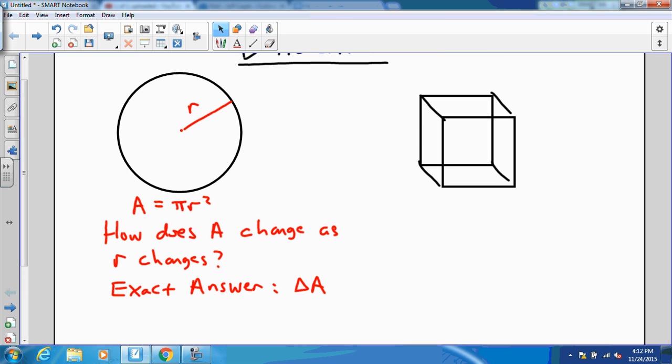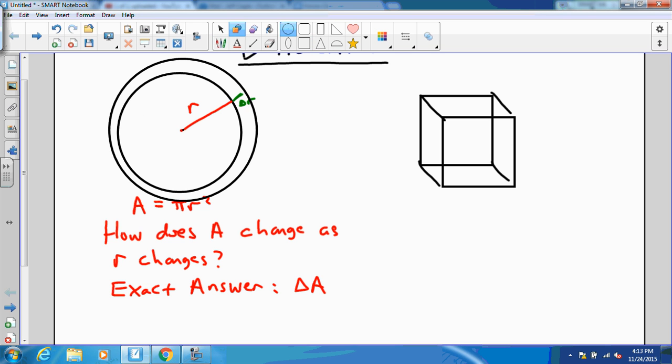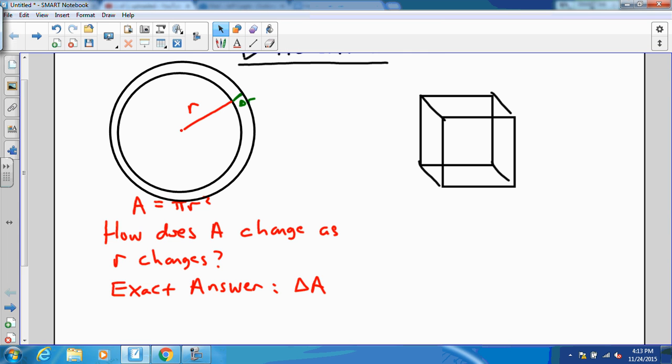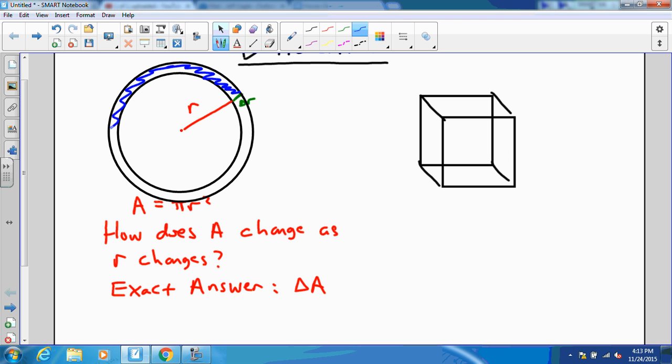Let's go back up to the circle here, and let's let our radius change by a small amount, delta r. And when we do that, we get a new circle that is larger than the old. If delta r was negative, we get a new circle smaller than the old. And the area that we add on when we expand our circle is all of the blue shaded stuff right here. And that's our delta A.